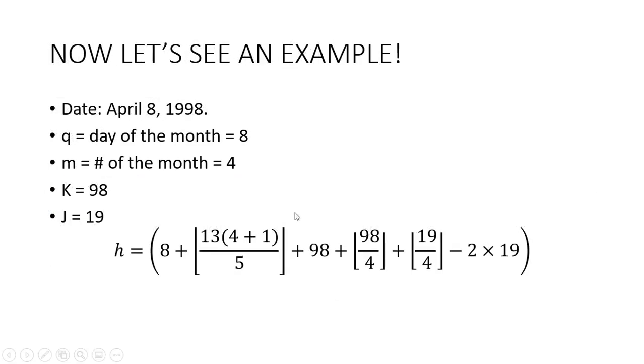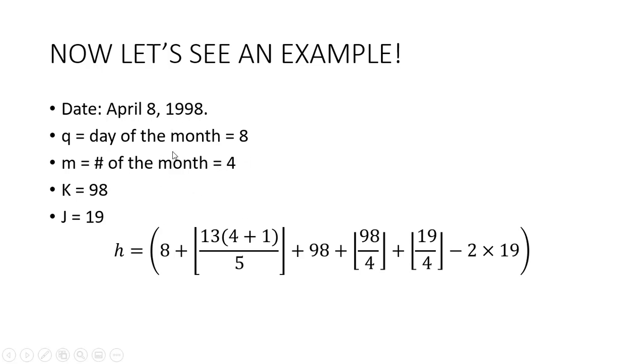So let's see an example. As I told you, I was born on this date, April 8, 1998. So Q is the day of the month, that will be 8. M is the number of the month, that is 4. K is the year of the century, so 98. And J is the zero-based century, that is 19. So K will be like the last two digits of the year you were born, and J will be like the first two digits of that number.